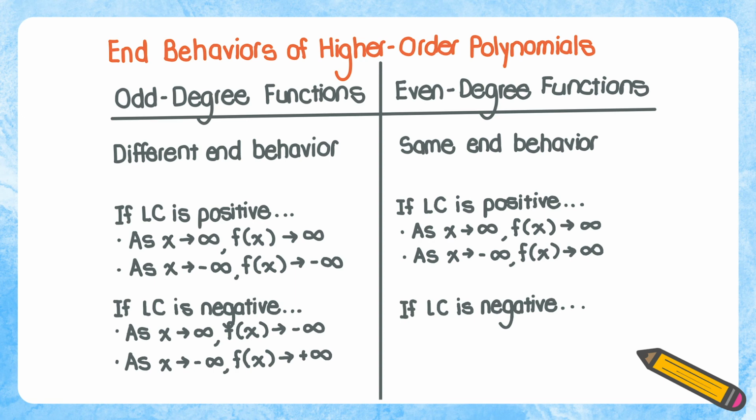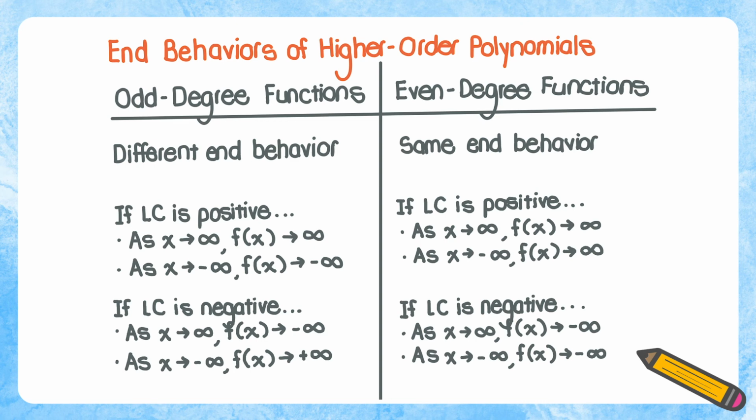So when the leading coefficient of an even degree function is negative, then as x approaches positive infinity, so as we move to the far right, the function, or the y value, approaches negative infinity. It keeps going down. And same thing even if we move to the far left, the y value, or the function, approaches negative infinity because we keep moving down.